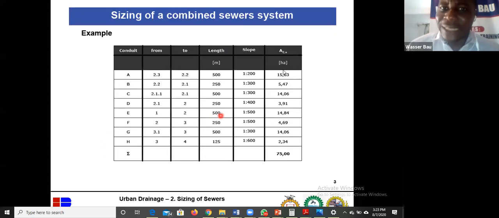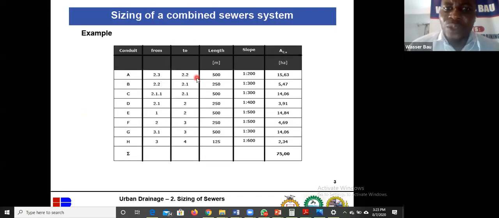Then you prepare an Excel sheet showing this, showing the beginning of each point and the end of each point, the length of each section. Then this over this divided by this will now give you the slope. The height difference divided by the horizontal distance will give you the slope.